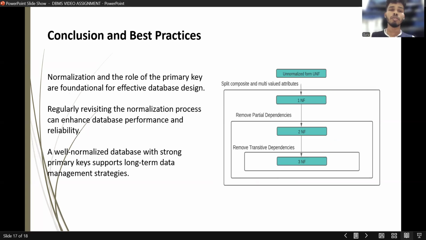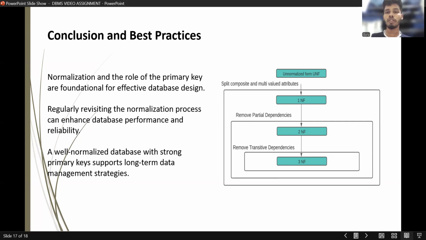So finally, we'll move on to the conclusion and the best practices. Normalization and the role of the primary key are foundational for effective database design. Regularly revisiting the normalization process can enhance database performance and reliability. A well-normalized database with a strong primary key supports long-term data management strategies.